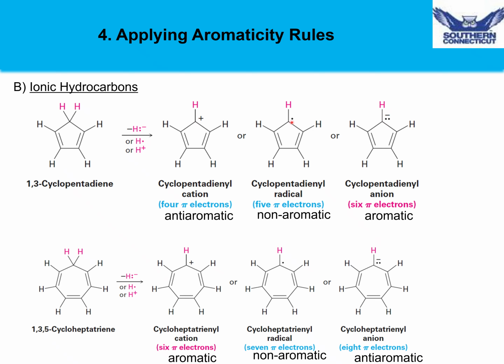The last example with cyclopentadiene is if the compound lost a hydrogen and left behind a radical, an electron, that is unpaired. That would create this cyclopentadienyl radical. That electron would be counted as part of the pi cloud to give this compound a total of 5 pi electrons. And so this compound is considered a non-aromatic compound since there are an odd number of pi electrons.